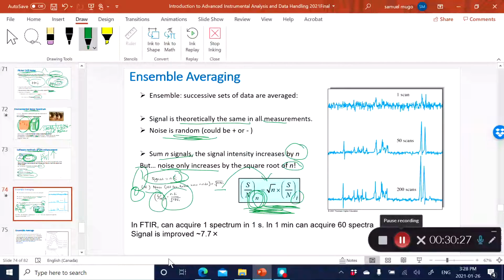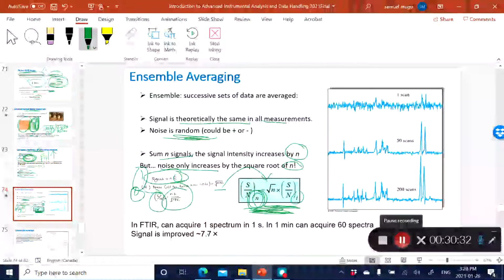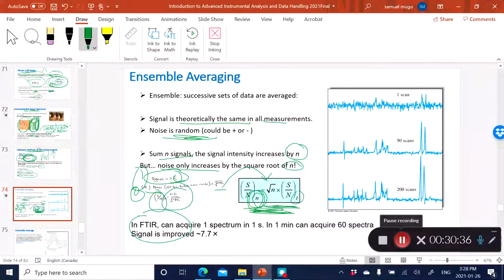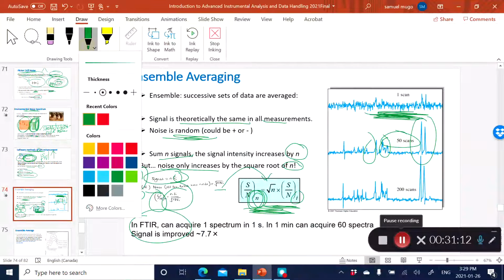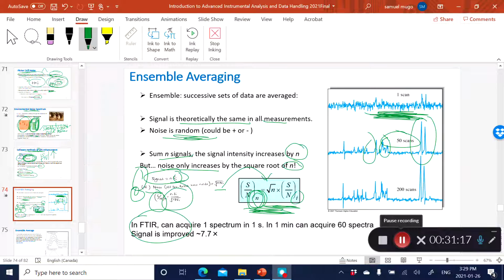Now, one requirement for ensemble averaging is that the data needs to be very, very reproducible. A good example is with the Fourier transform infrared spectrometer, where if you run only a single scan, and this is real data, that's the kind of spectra that you get. Really, it's just noise. If you run 50 scans and average them, now you can see that you're getting some fairly clear signals in your spectra. Take a look at this on the other hand. If you run 200 scans and then average them, you can see the kind of data that you're getting, now the signal to noise is very, very large. So you can see the signal to noise is very large when you do multiple scans, based on this relationship.